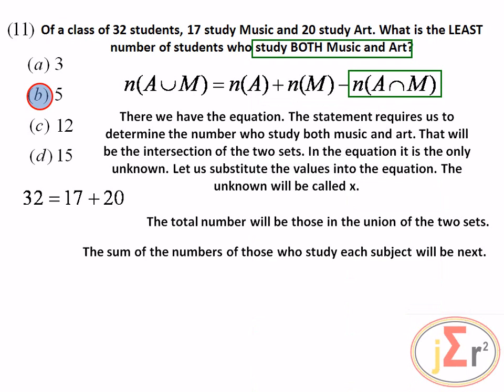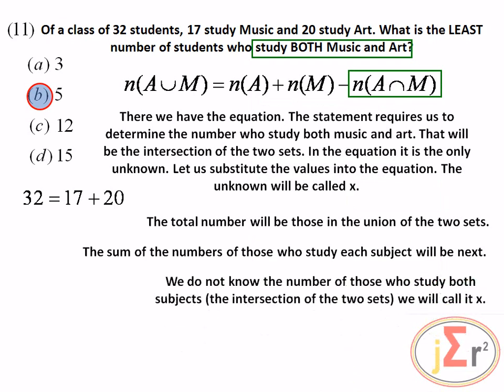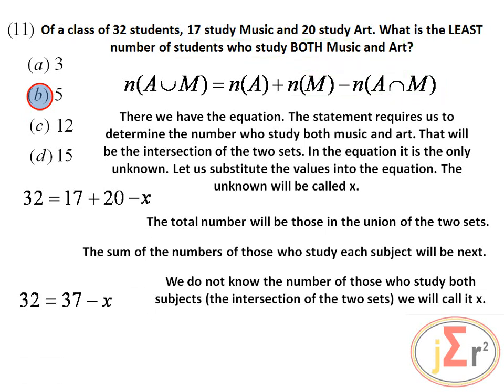We have those already. We do not know the number of those who study both subjects, the intersection of the two sets, and that we will call x. We do not know the number in the intersection of both sets. 32 is equal to, when we add 17 plus 20, 37 minus x.